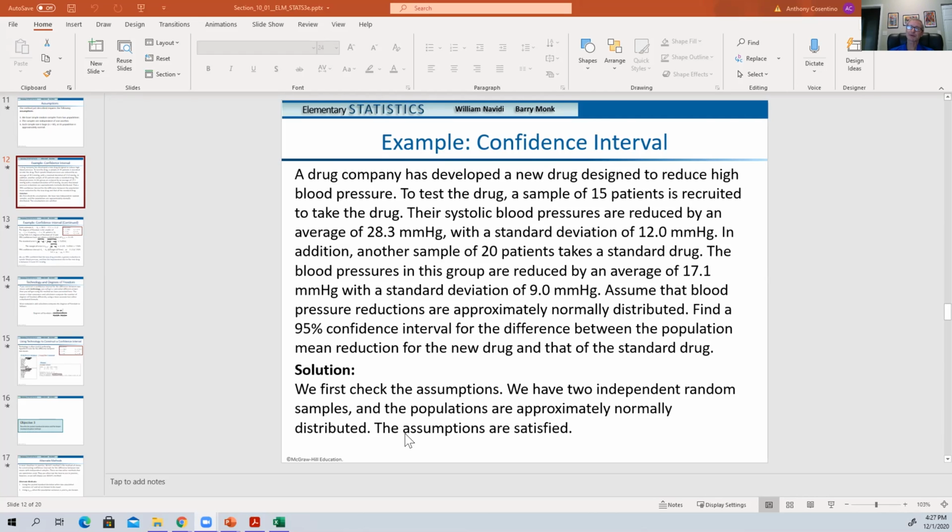Assume the blood pressure reductions are approximately normally distributed, because the sample sizes are not greater than 30, so we have to make that assumption. Find the 95% confidence interval for the difference between the population means for the new drug and the old drug. Let's take a look at this, and I'm going to walk through it on the whiteboard with all our calculations.